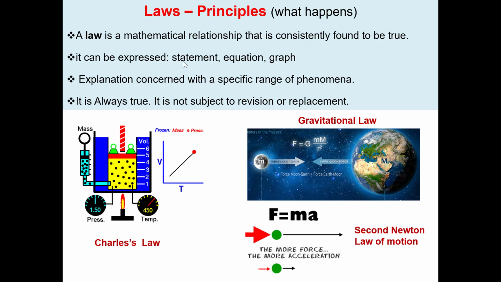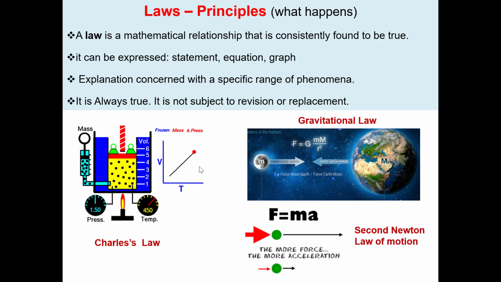One of these examples is the Charles law, and we say the Charles law explains what is the relation between the volume and temperature at constant pressure. Then the relation between volume and temperature for any gas at constant pressure is directly proportional. Then we can express that relationship that is always true just using a statement or a graph. In this case, we are using a graph.